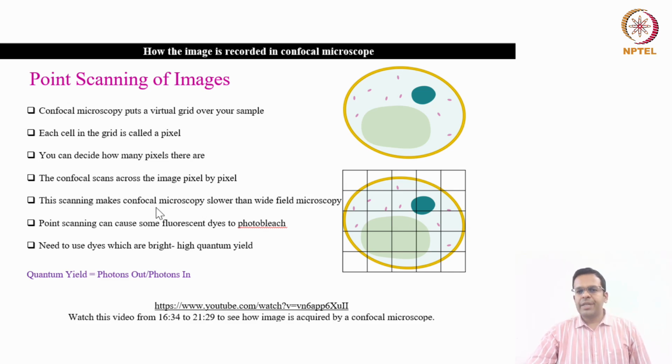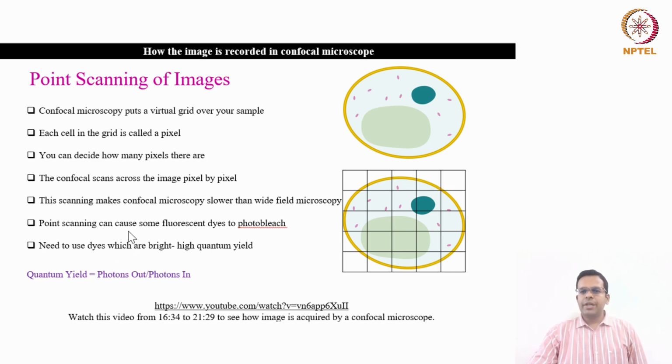This scanning makes confocal microscopy slower than wide field microscopy. Confocal microscopy is slower than the wide field microscope, because in a wide field microscope you illuminate the entire cell altogether and you can get the image of the cell at the same time. Whereas in confocal, it will scan your cell like this. First it will scan all these 5 boxes, then these 5 boxes, then these 5 boxes, then these 5 boxes, and then these 5 boxes. So it will take a little long time to form one image.